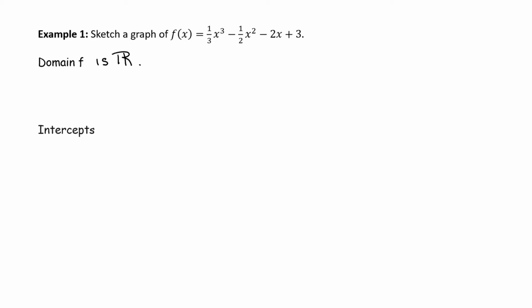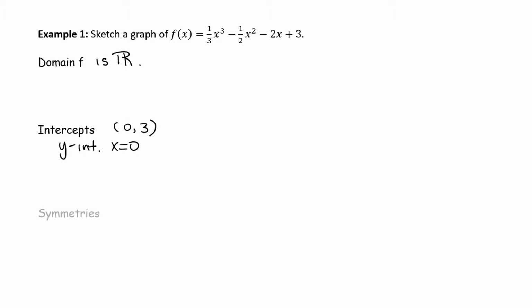How about intercepts? I'll begin by looking for the y-intercept. The y-intercept occurs where x equals 0. So if you put in 0 for all x values, you get the constant 3 remaining. We have a y-intercept at the ordered pair (0, 3). I'm not inclined to look for the x-intercept or intercepts because that's a whole lot of work.